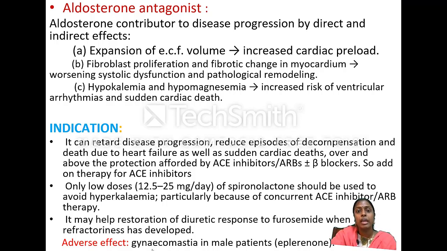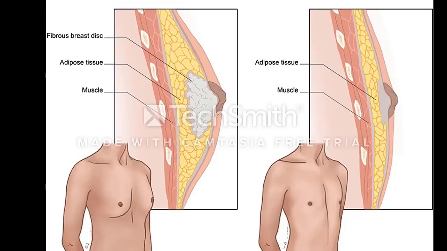Okay, adverse effects are gynecomastia. Why do we get gynecomastia? Because in male patients, this aldosterone antagonist decreases the testosterone level and increases the estrogen levels, so male patients will have gynecomastia. Gynecomastia is nothing but the patient's breast size will increase. In males, the breast size will increase. That is gynecomastia.